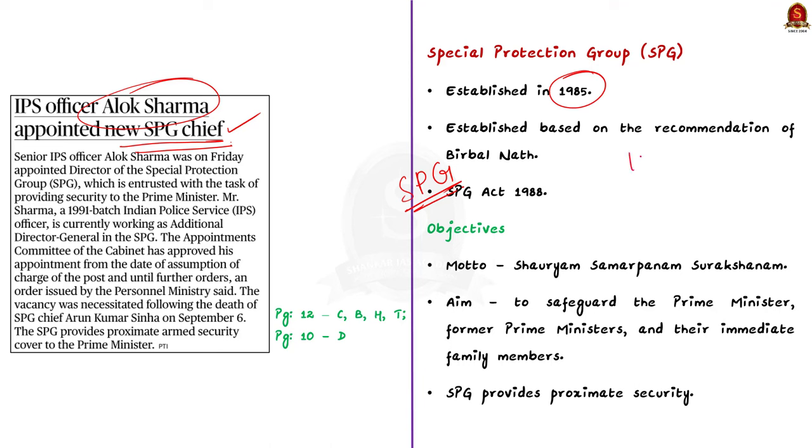See, in 1984, former Indian Prime Minister Indira Gandhi was assassinated by two of her security guards. In response, a committee led by Birbal Nath was formed to propose the security measures. The committee recommended creating a Special Protection Unit, that is SPU. Based on the recommendation of Birbal Nath committee, SPG was created in 1985.